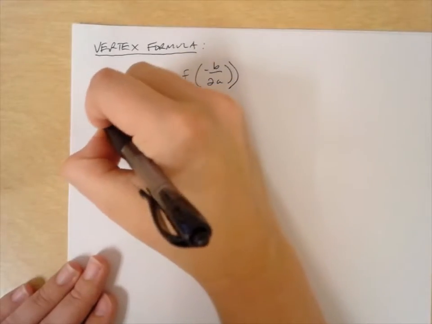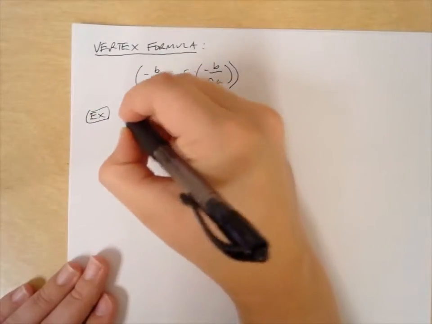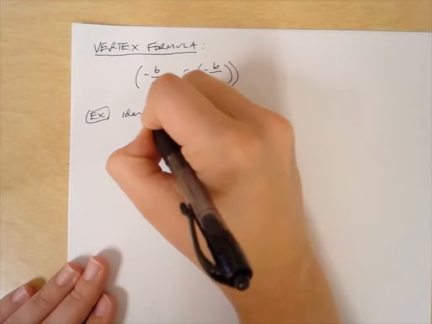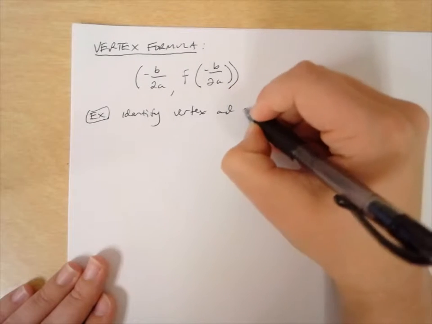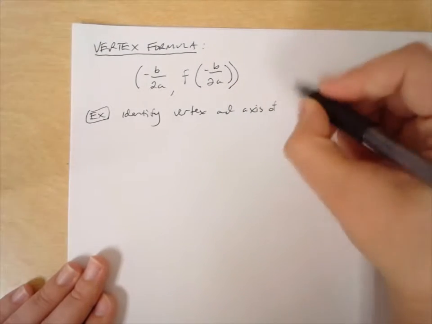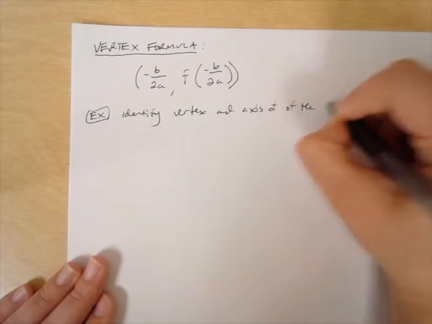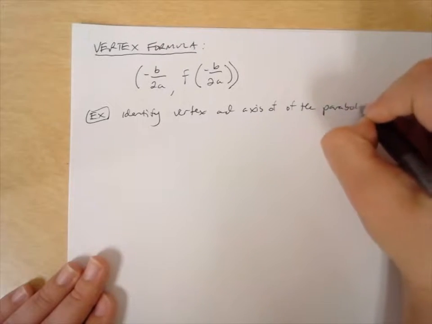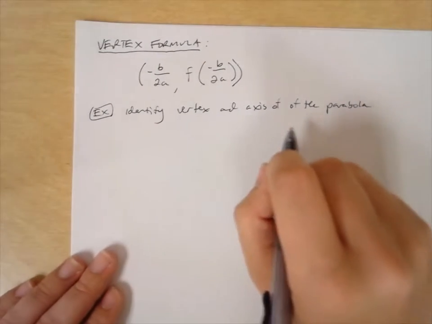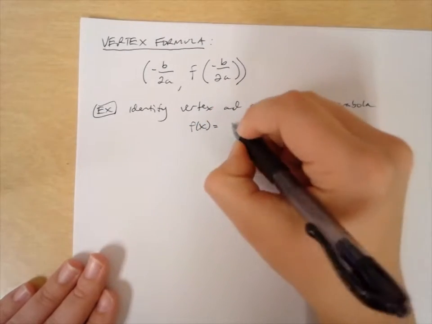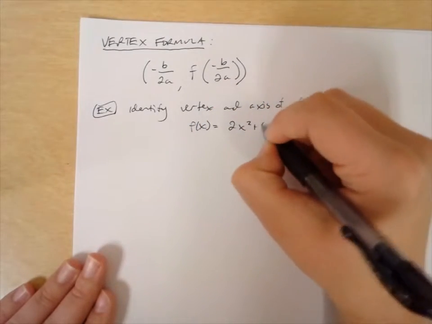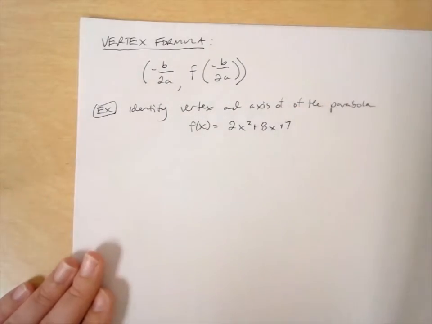So let's do an example of this. We're asked to identify the vertex and the axis of the parabola. And we're given the equation f of x equals 2x squared plus 8x plus 7.